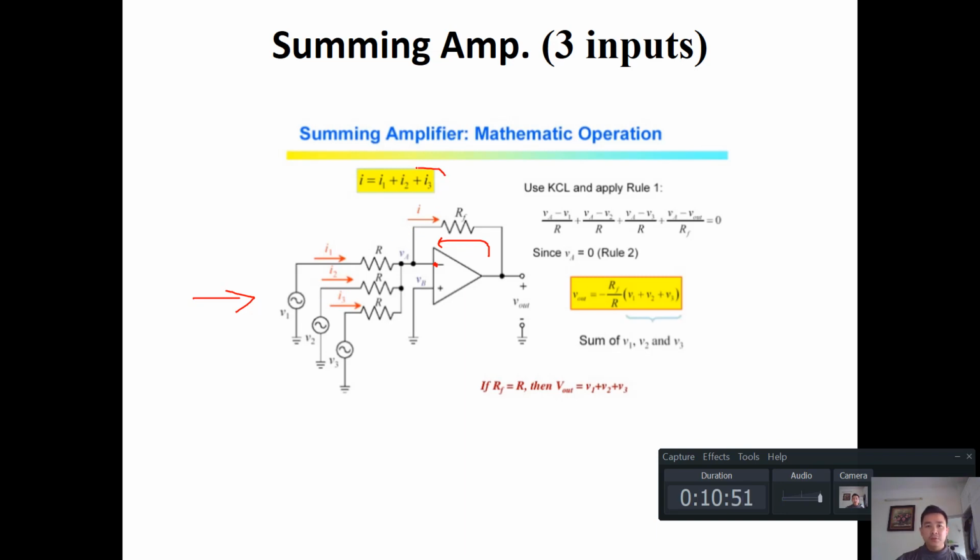We always have this formula by Kirchhoff's law. For example, the current through RF always equals the summing of I1, I2, I3. In this case, this is the formula for V out, and you can generalize it to the case of n inputs, for example V1, V2, V3, Vn. The output is the sum V1 plus V2 plus ... plus Vn.